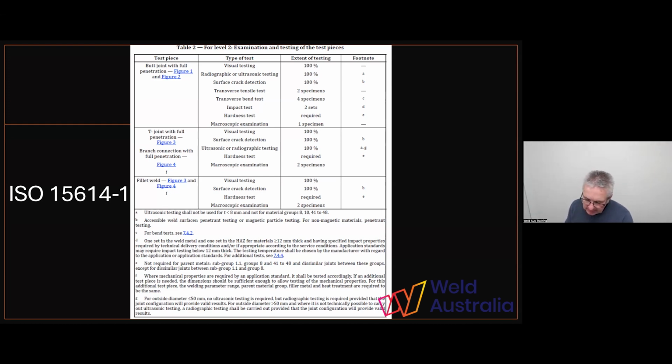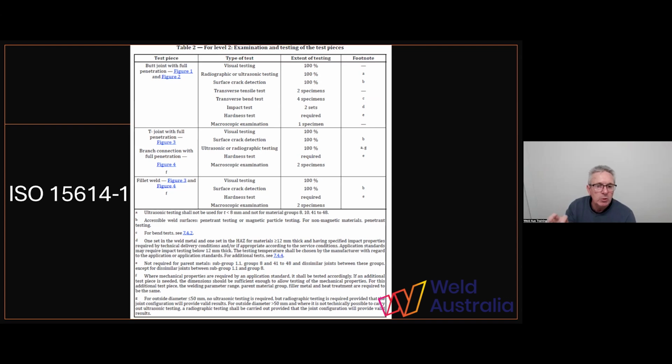And then when we go to, let's say, a T-joint or a branch, we start looking at visual testing 100%, surface crack detection. If it's a branch, ultrasonic 100%, hardness test may be required. E, it says not required for parent metal subgroups 1 of 1, groups 8 and 41. Now we've got those groupings in this standard, all right? So it's a bit like the FM1, FM2, FM3. We have groupings and subgroupings, and it's all material based. A 1.1, a 1.2, 1.3. So we could do a test piece on a 1.3. It'll also cover us for a 1.2 and a 1.1. Very similar to what we saw in 9606.